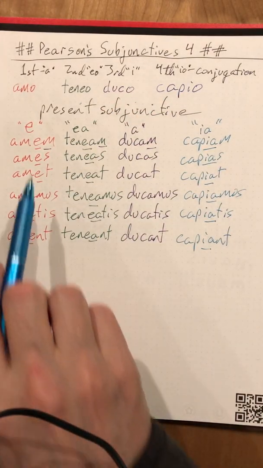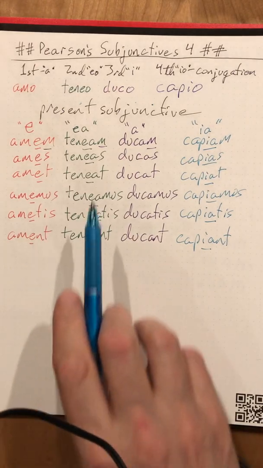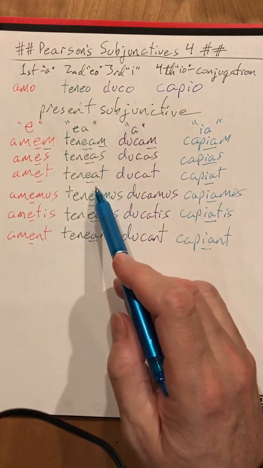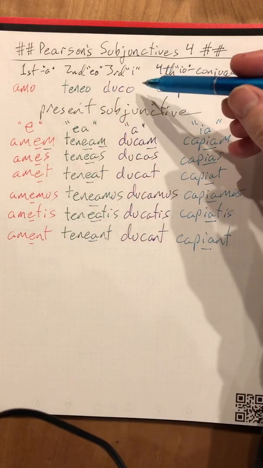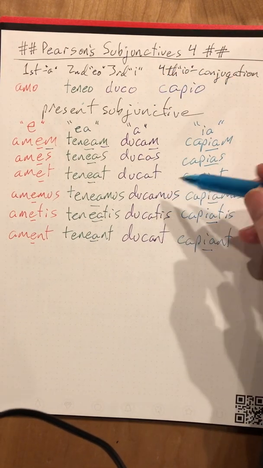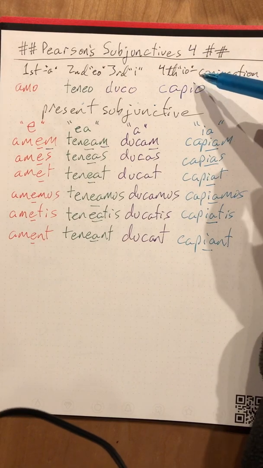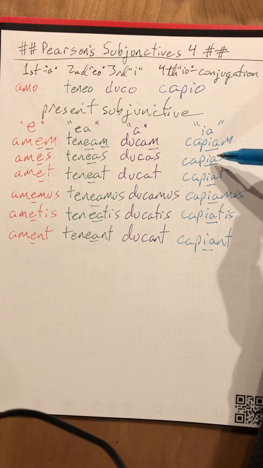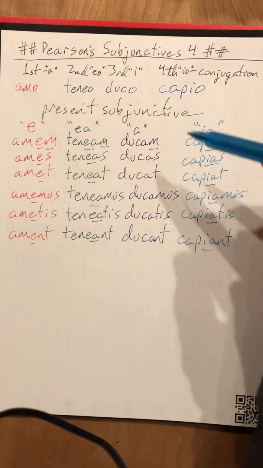So in first conjugation, the A changes to E. In second, the E changes to EA. In the third, the I and the U and the O go away, and A is there. And in the fourth, instead of just I, it's IA. And that's the present subjunctive.